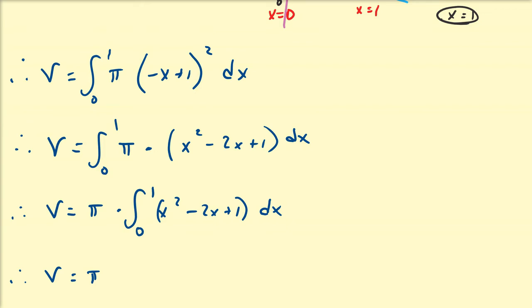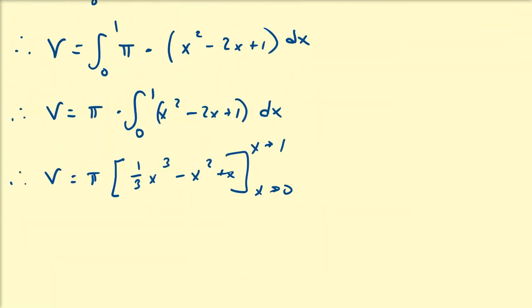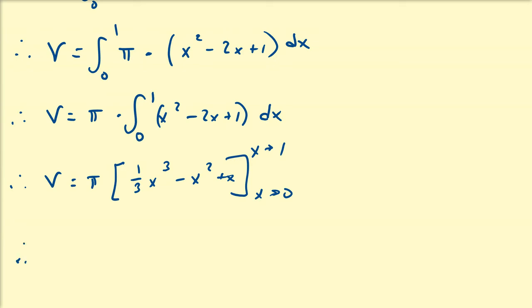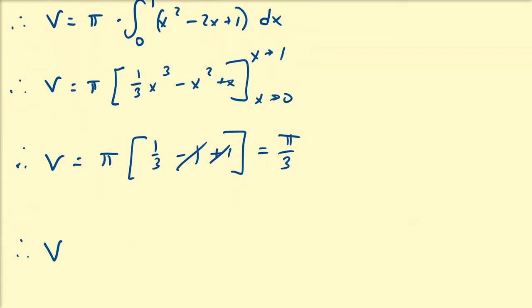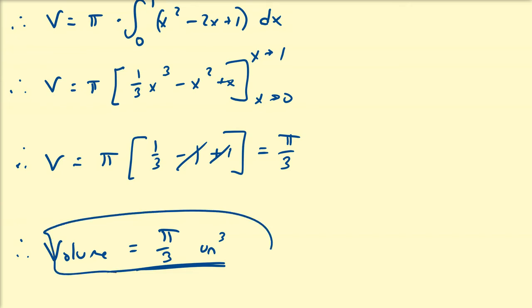So the antiderivative of x squared minus 2x plus 1 is going to be equal to 1/3 x cubed minus x squared plus x. And we need to evaluate this as x goes to 1, x goes to 0, and subtract. So when we plug in 0, everything is 0, so nothing special happens there. So when we plug in 1, we're going to get 1/3 minus 1 plus 1. The 1's cancel, so we just get that this is equal to pi over 3. So that means the volume is equal to pi over 3 cubic units, whatever the unit is that we're looking at.